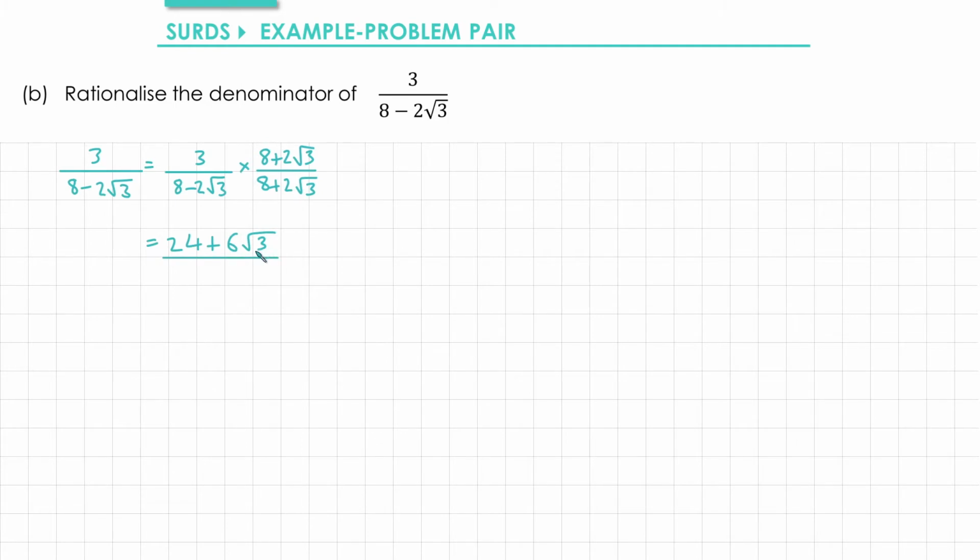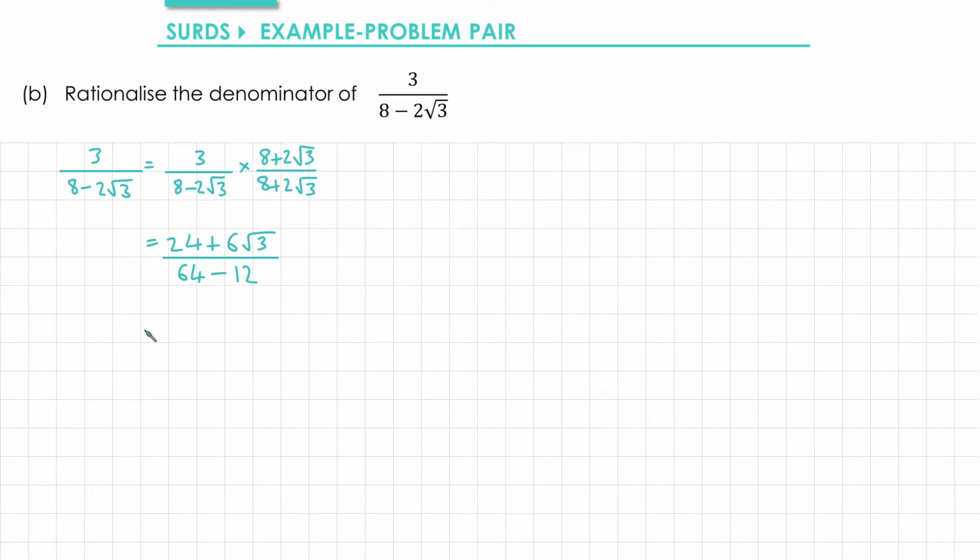On the bottom, we're not going to write out all of the working out because we know if we multiply 8 minus 2 root 3 by its conjugate, the surd parts will cancel, which will leave us with 8 times 8, which is 64. And then minus 2 root 3 times 2 root 3. It's a negative times a positive, so it's negative. 2 times 2 is 4. And root 3 times root 3 is 3. So we end up doing 4 times 3, which is 12.